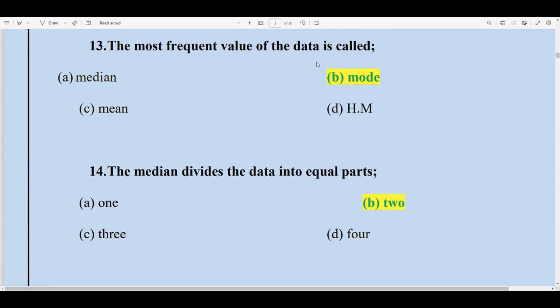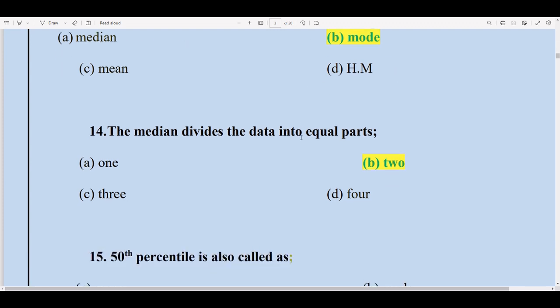The most frequent value of a dataset is called the mode. For example, if you have a dataset 2, 2, 3 and 4, then 2 occurs two times. So the most repeated value is 2. The 2 is the mode of the data.